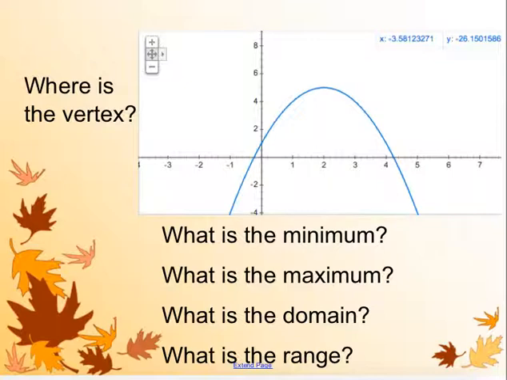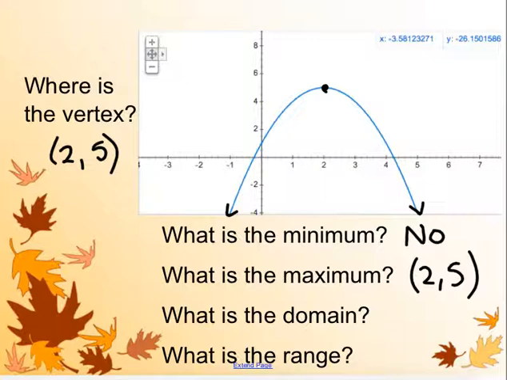Let's try it again with now an upside down parabola, and we would say that the vertex is about right there at 2, 5. And what's the minimum? In this case, since it goes on forever, it would go on to -infinity, so there really is no minimum. The maximum in this case is at 2, 5. And the domain, just like the other one, since it can continue out and down forever and ever, the domain is from -infinity to infinity. The other way that you could say that is all real numbers.